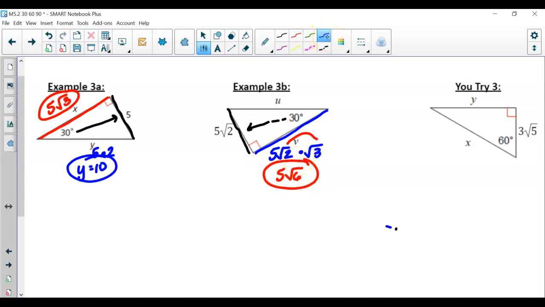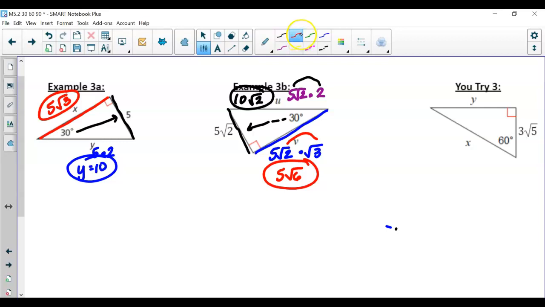We always then would take our short leg for the hypotenuse and multiply it by 2. So this is 5 radical 2 times 2, which 5 times 2 is 10. So 10 radical 2 here. So that is the hypotenuse. So go ahead and pause the video now and try the U-try on your own.